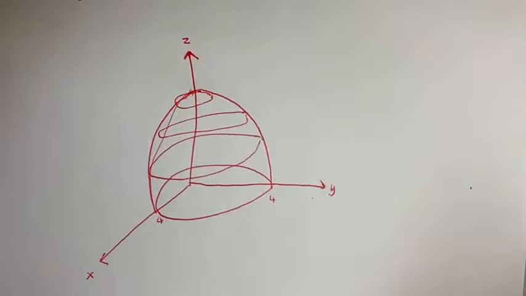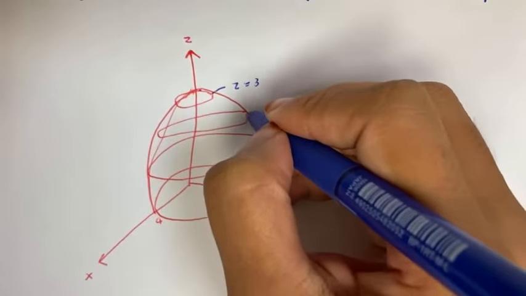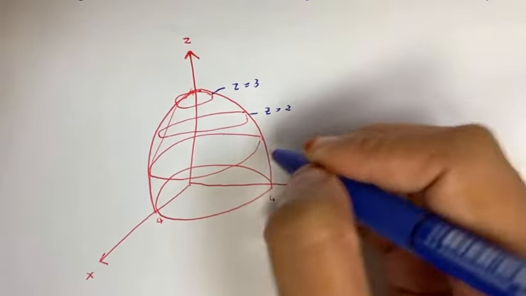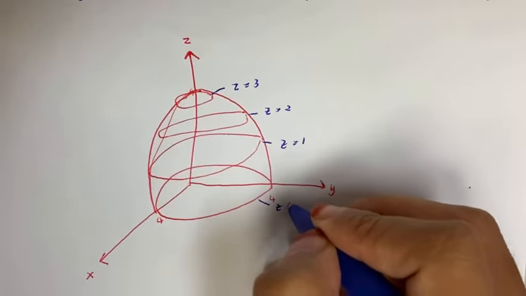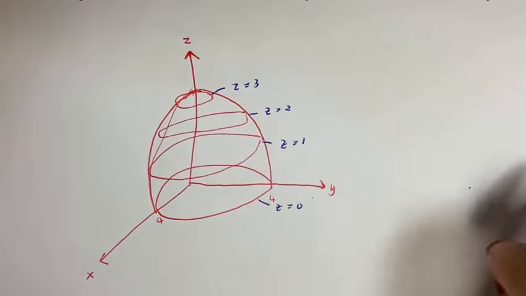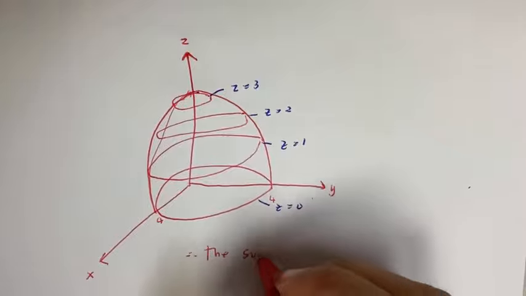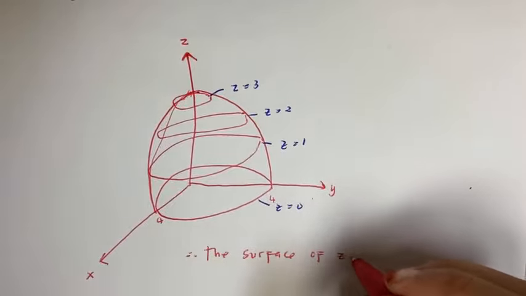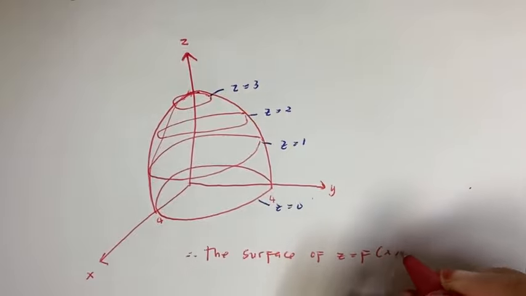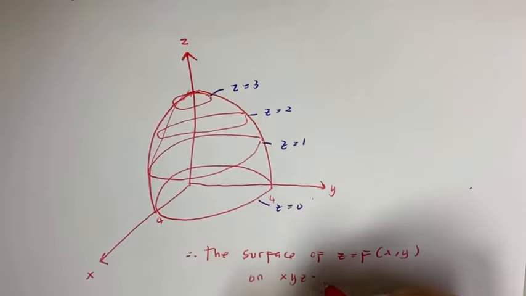Okay, so basically this is for z equal to 3, z equal to 2, z equal to 1, plus z equal to 0. So this graph is the surface of z equal to f(x,y) on the XYZ plane.